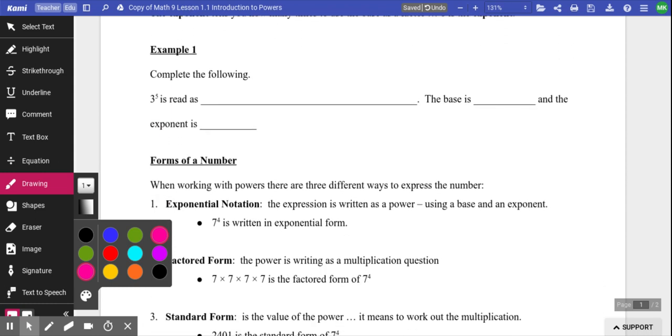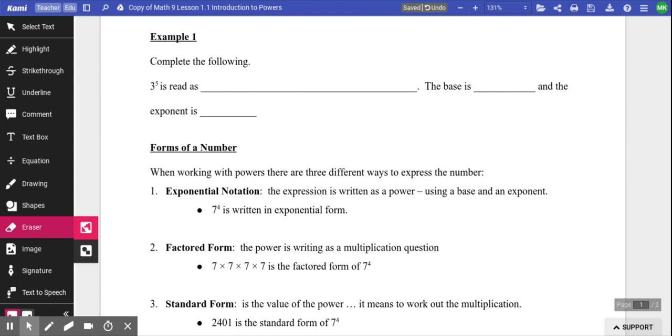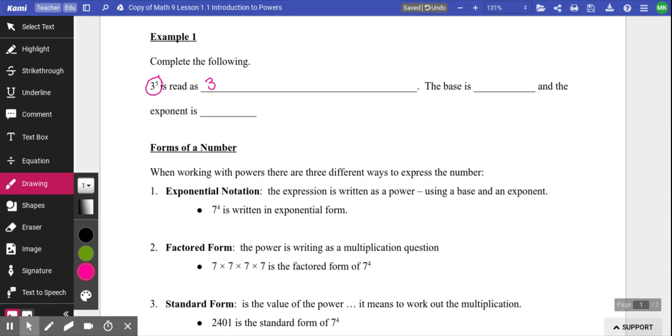Awesome. An example. Complete the following. We have this right here. We would read that as 3 to the exponent 5. You might even hear me say 3 to the power of 5, 3 to the exponent of 5. As long as it's 3 to 5, you're getting it right. You'll be set. So when you see something like that and I read it, that's what I'm reading.